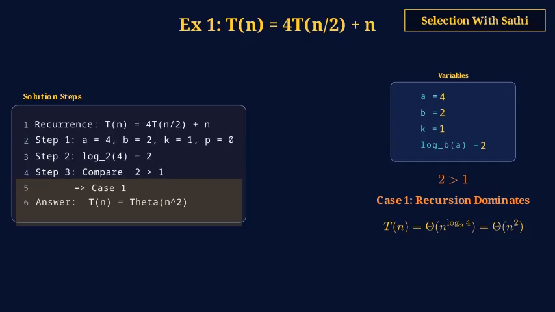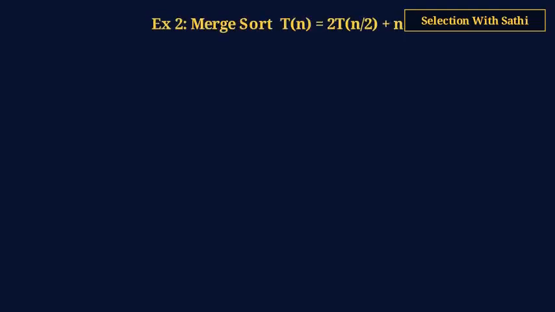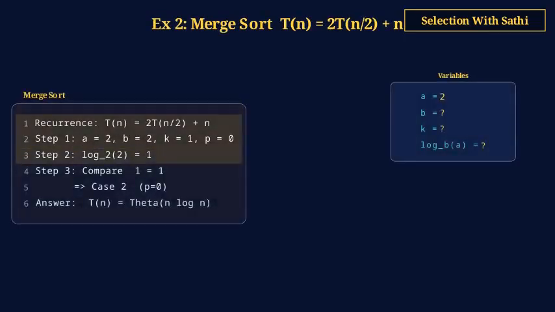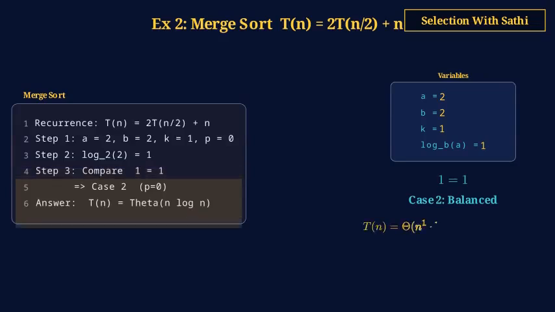Intuitively, 4 subproblems of size n over 2 create so much recursive work that the linear combine cost is negligible. Example 2. The merge sort recurrence. T of n equals 2T of n over 2 plus n. a is 2, b is 2, k is 1. Log base 2 of 2 is 1, which equals k. This is case 2. Since p is 0, the answer is theta of n to the 1 times log to the power 0 plus 1 of n, which simplifies to theta of n log n.